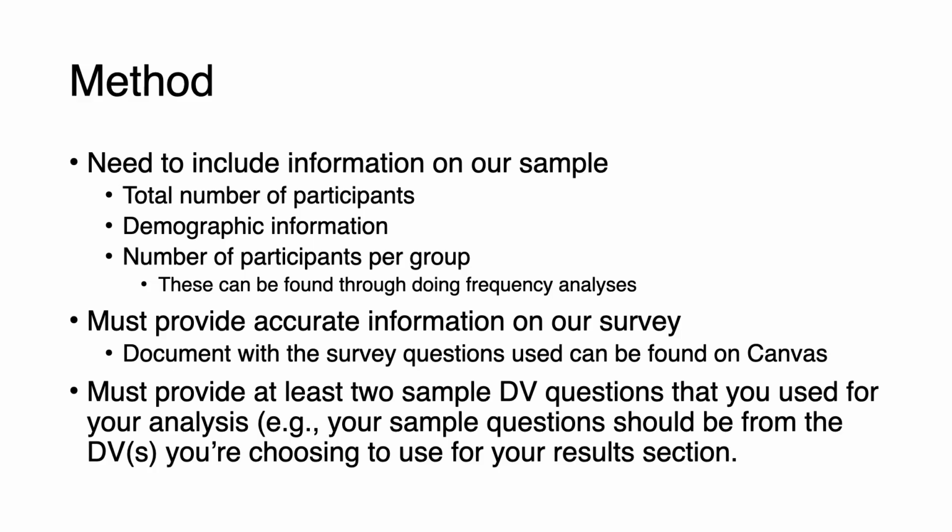So again, I already talked about this, providing the accurate information from our survey. All the questions used in our survey can be found on that survey document. In the example recruitment email, I include how many total questions and how long approximately it should take. And again, you must use at least 2 sample dependent variable questions that you use for your analysis. So you have to provide those sample questions within the method section.